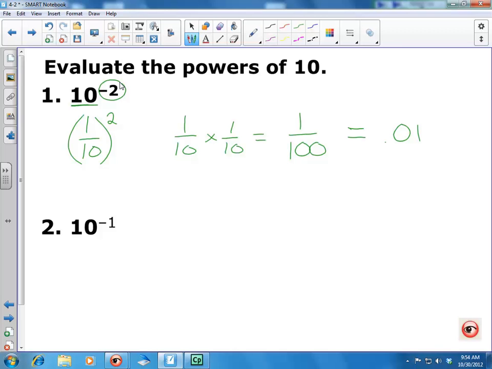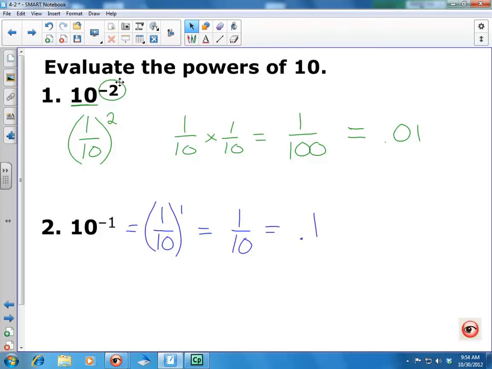10 to the negative 1 power. Well, again, we're going to have to convert that to a fraction, so that would be 1/10 to the 1 power. Well, what does 1/10 to the 1 power equal? It equals 1/10, which is the same thing as 0.1. Any of those ways to write that would be acceptable. All right, questions on how I did that?